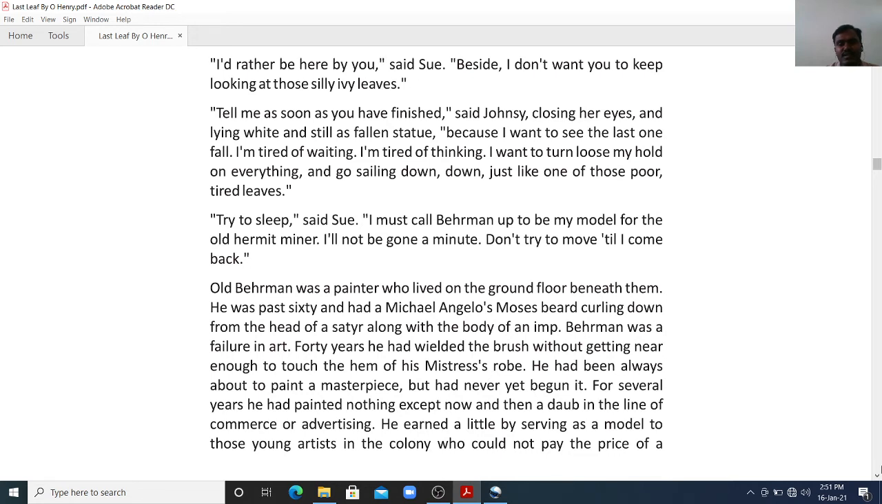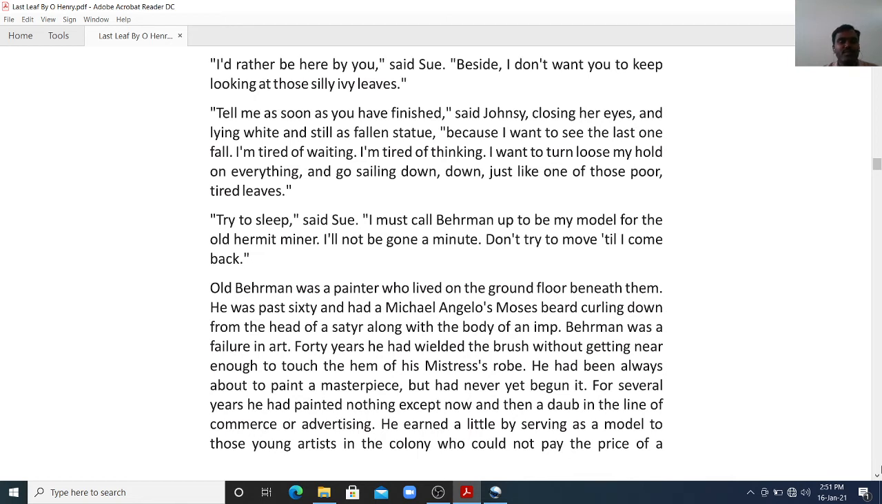Within a minute, I'll be back. Don't look back at that until I come. I mean, she tells her, don't try to move until I come back. Don't try to move. Don't try to look through the window.